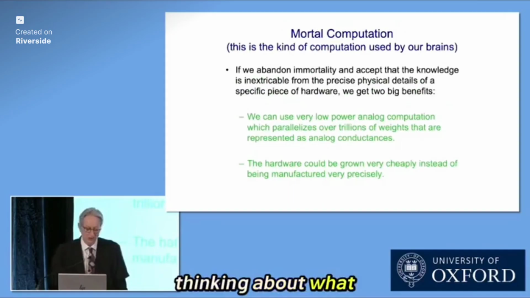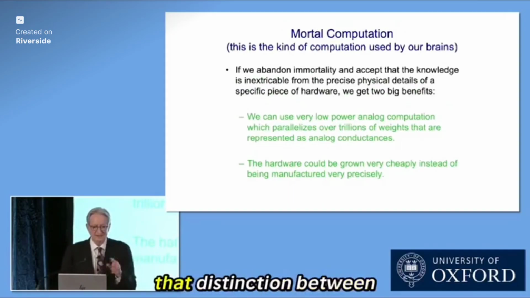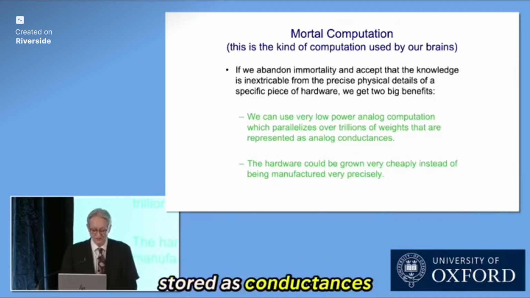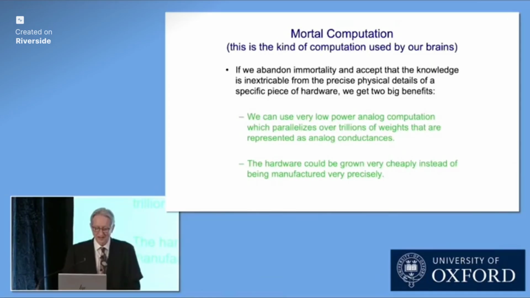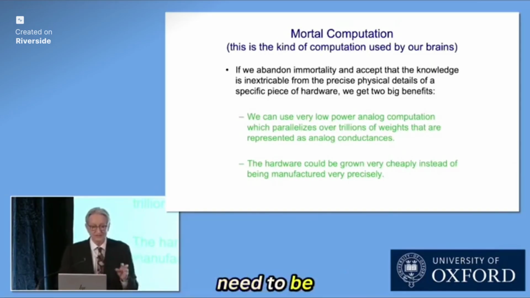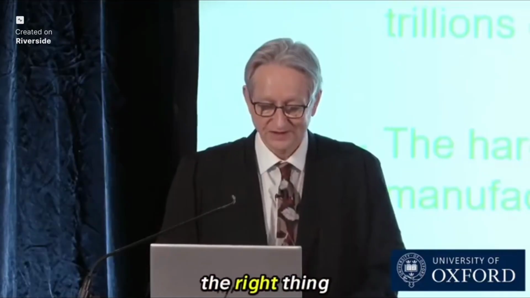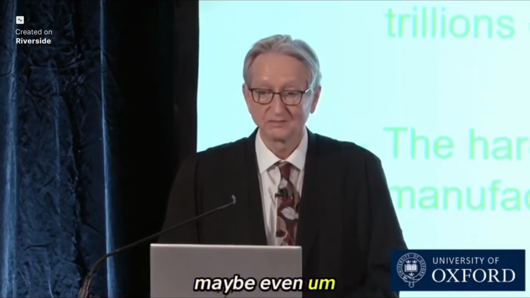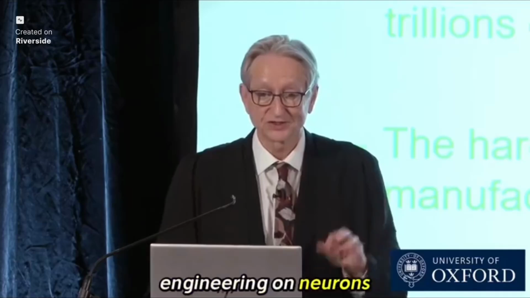So I started thinking about what I call mortal computation, where you've abandoned that distinction between hardware and software. You're using very low power analog computation. You can parallelize over trillions of weights that are stored as conductances. And what's more, the hardware doesn't need to be nearly so reliable. You don't need to have hardware that at the level of the instructions will always do what you tell it to. You can have goopy hardware that you grow, and then you just learn to make it do the right thing. So you should be able to use hardware much more cheaply. Maybe even do some genetic engineering on neurons to make it out of recycled neurons.